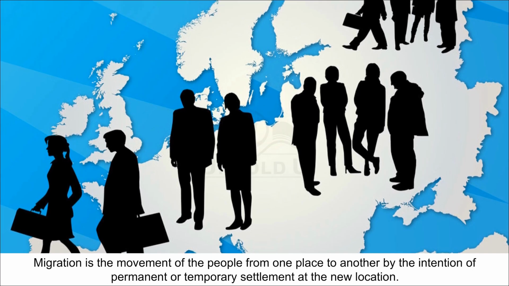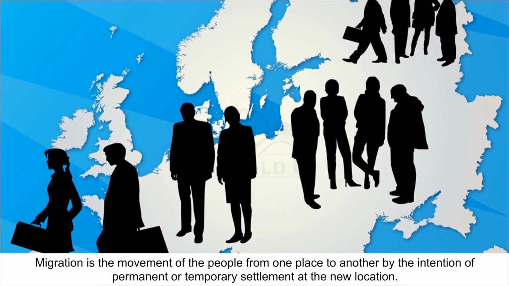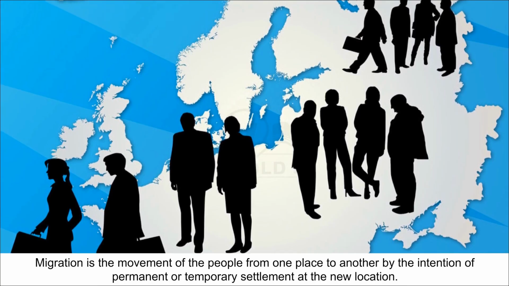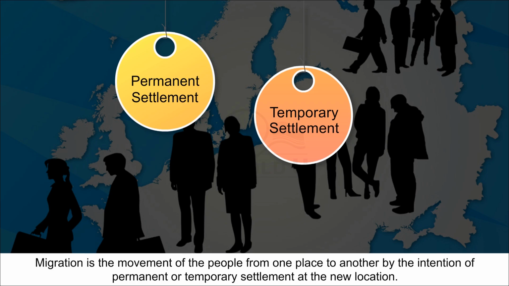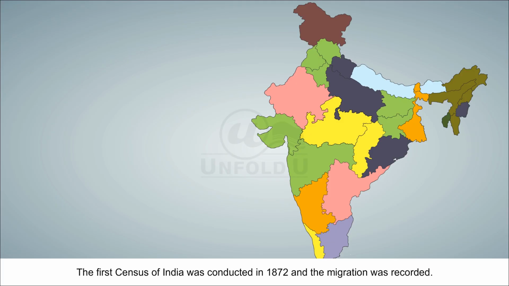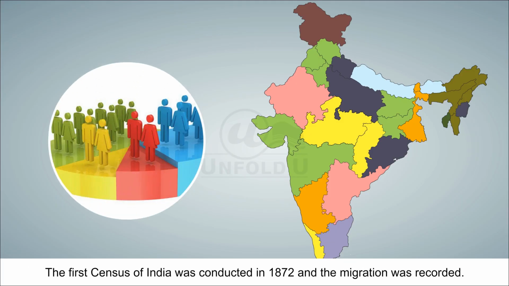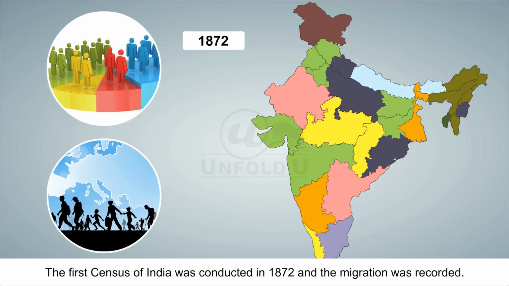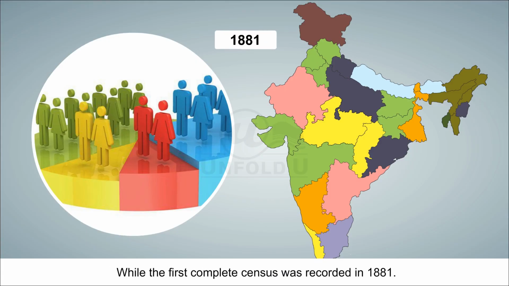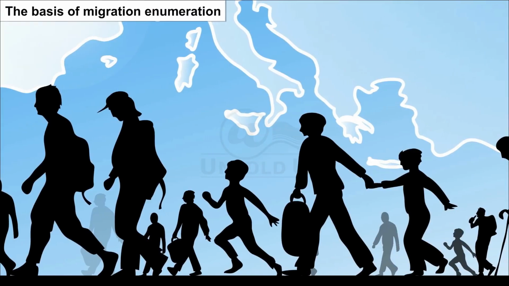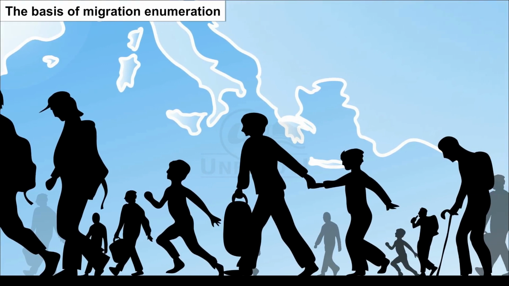Types of migration. Migration is the movement of the people from one place to another with the intention of permanent or temporary settlement at the new location. The first census of India was conducted in 1872 and the migration was recorded, while the first complete census was recorded in 1881. The basis of migration enumeration.